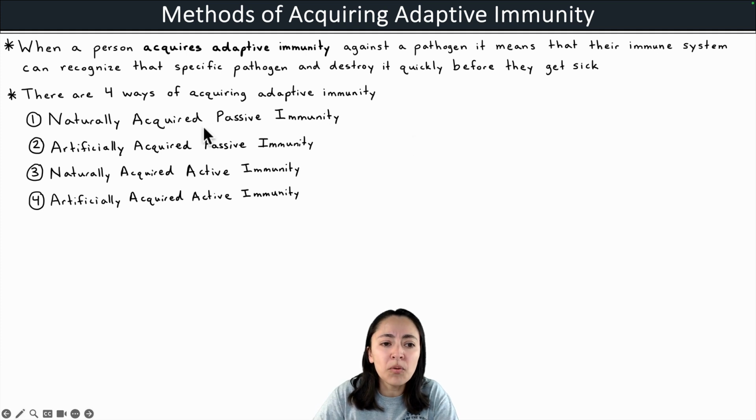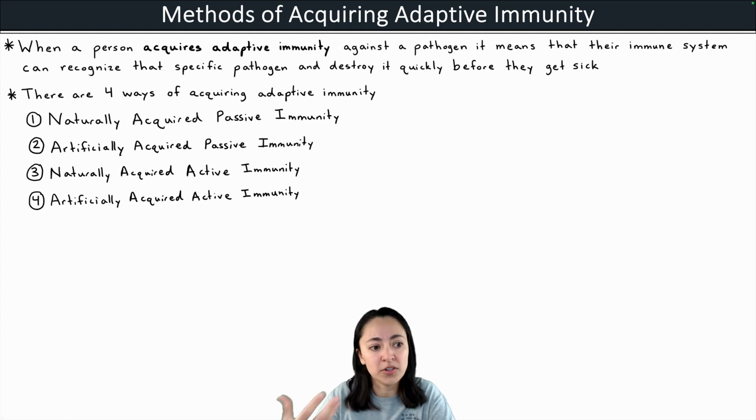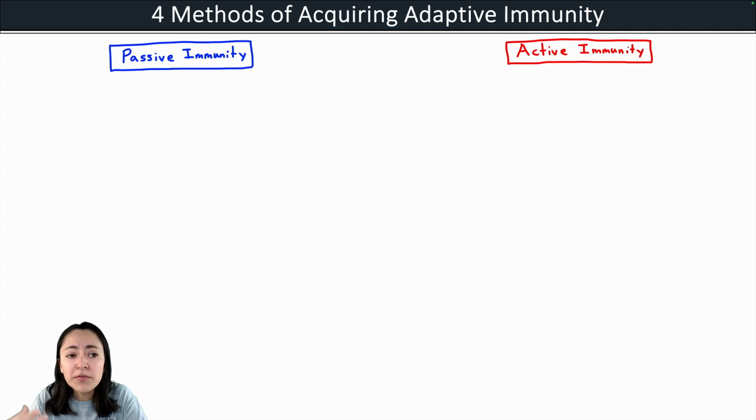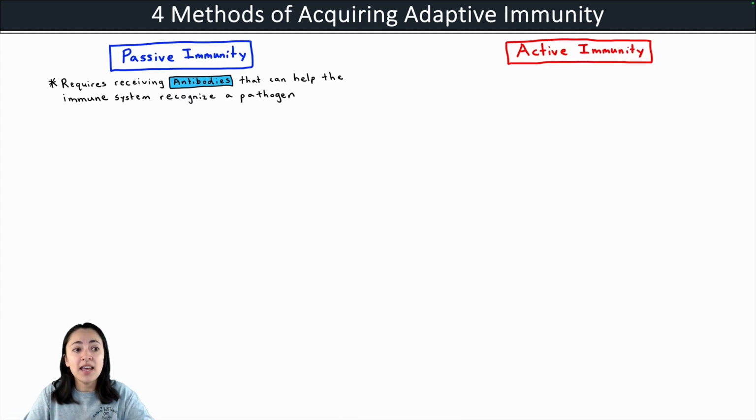So let's first look at what is the difference between passive immunity versus active immunity. And what do we mean when we say that it's acquired naturally versus artificially? Passive immunity requires our body receiving antibodies that can therefore help our immune system recognize a pathogen. Remember, antibodies are proteins that help our immune system recognize pathogens.